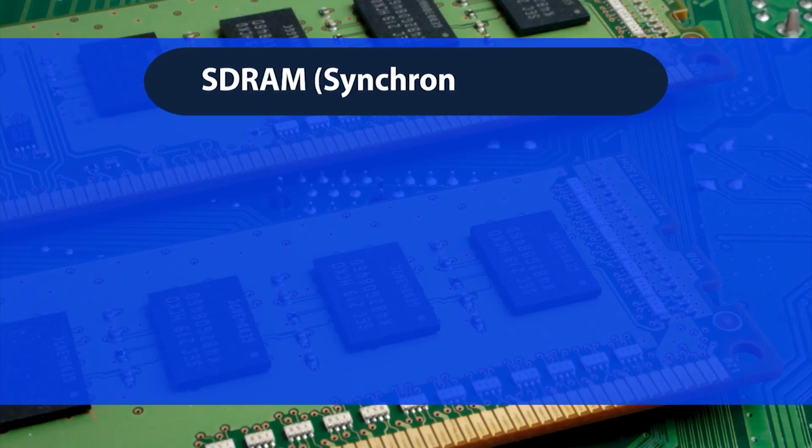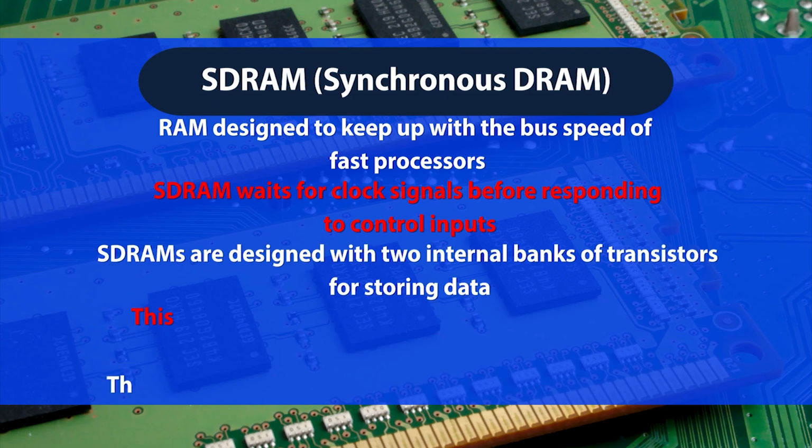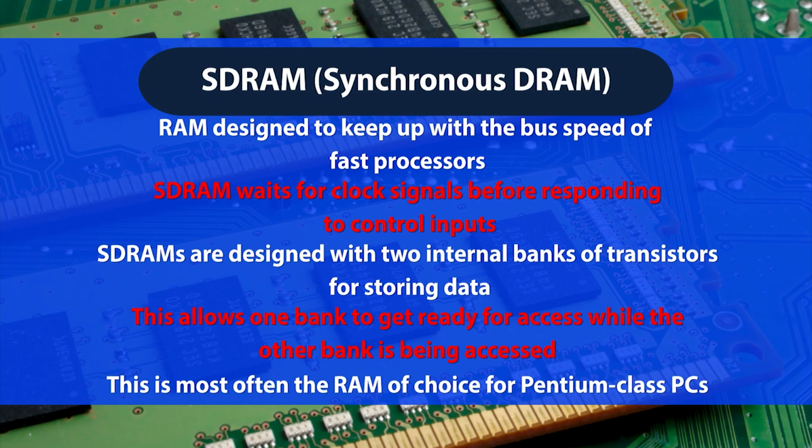Now SDRAM is another type of DRAM, or rather we should use the word synchronous DRAM, which is designed to keep up with the bus speed of your fast processor. That means SDRAM waits for the clock signal before responding to the control unit, and they are designed for two internal banks. That means one bank is getting ready to access while the other bank is being accessed. They are generally used with the Pentium class of PCs.